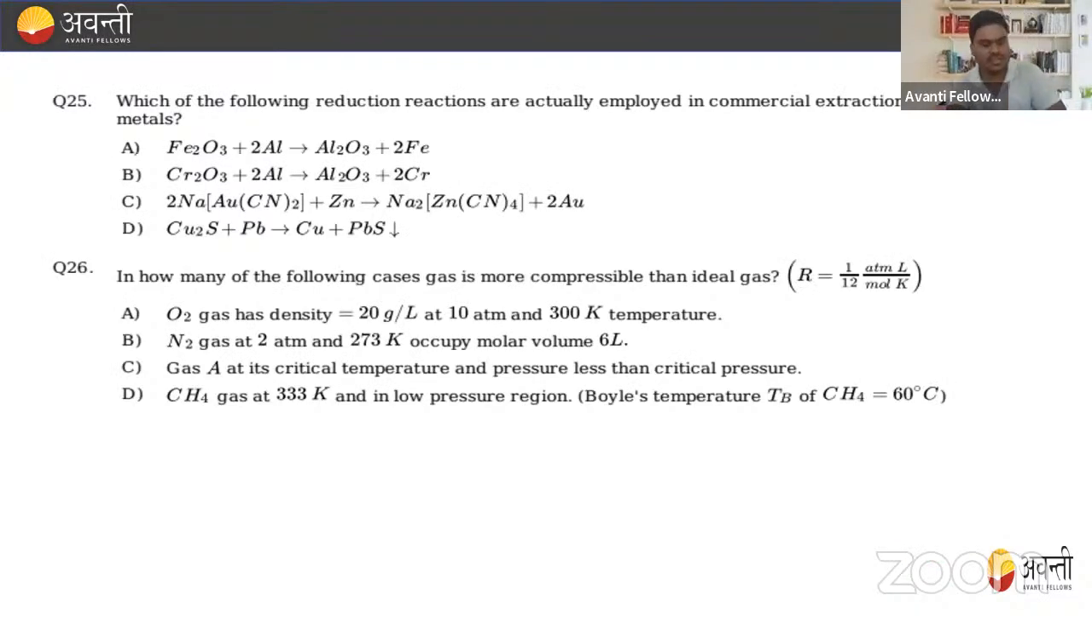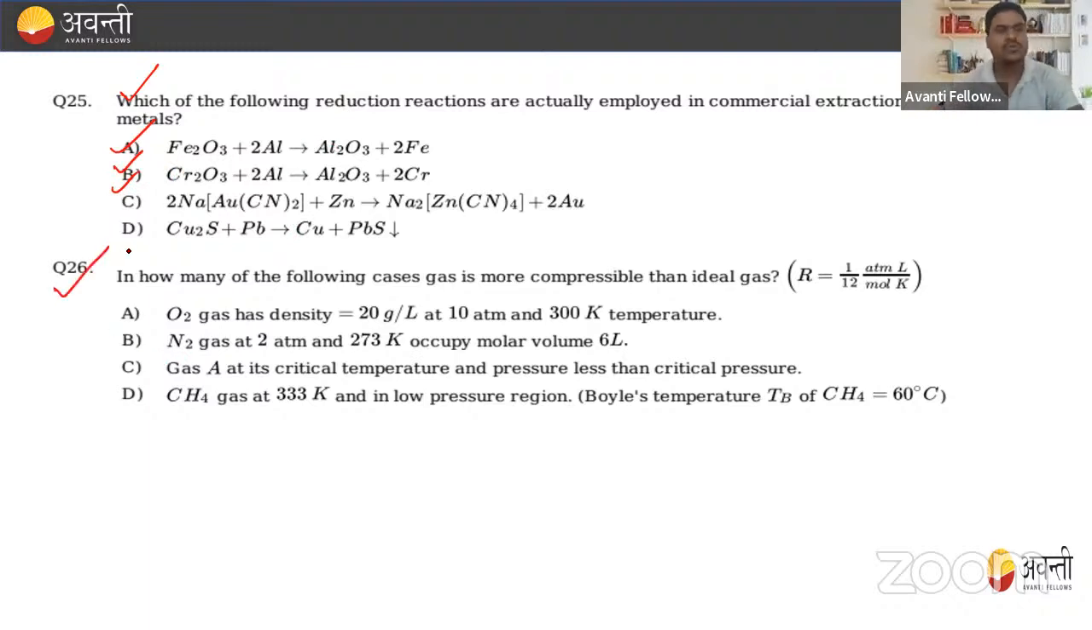Now, which of the following reduction reactions are actually employed in the commercial extraction of the metal? So which of the following methods are we going to use? The answer is, for this we use this, and this. That is ferric oxide, chromium trioxide, 2NaCl. This is what we are going to use.